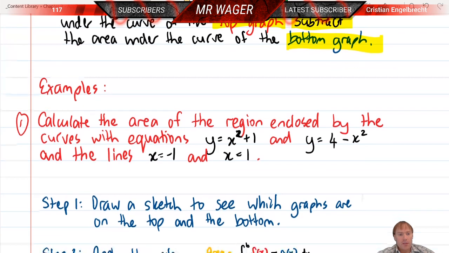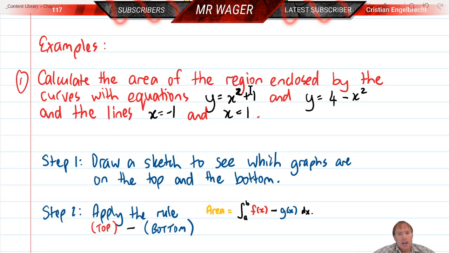This first one says calculate the area of the region enclosed. That's another word you're going to see a lot in this exercise. Enclosed means just in between, by the curves with equations y equals x squared plus 1 and y equals 4 minus x squared, and the lines x equals -1 and x equals 1. I've got some steps here. The first step is to draw a sketch of the graphs and the lines to see what's going on. The other benefit of drawing a sketch is to see which function is on the top and which is on the bottom, so you can get the order in the general rule correct.